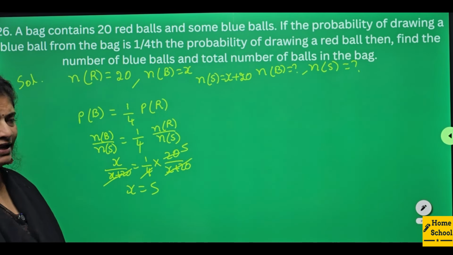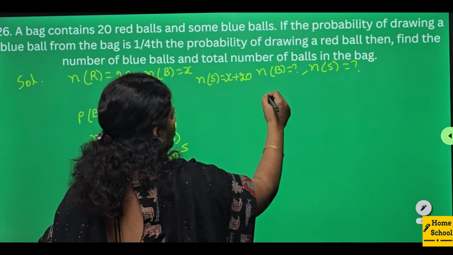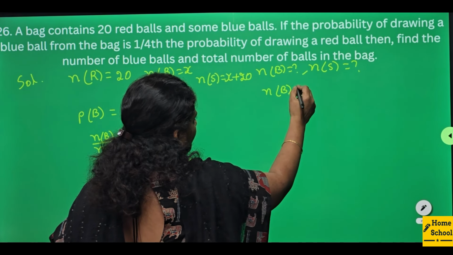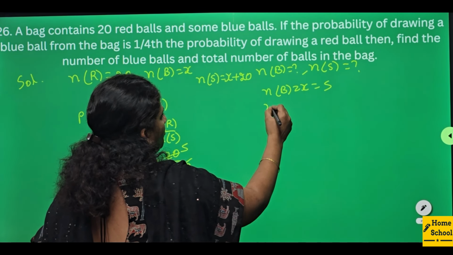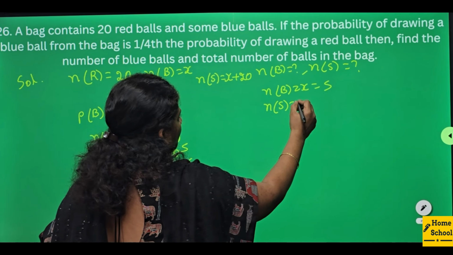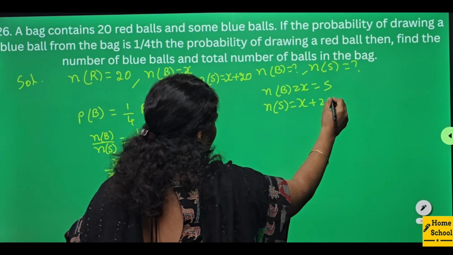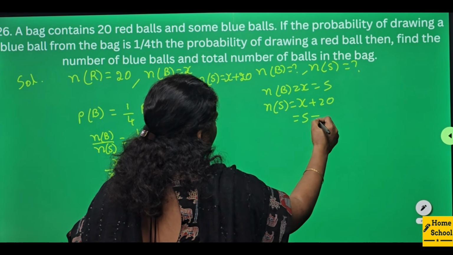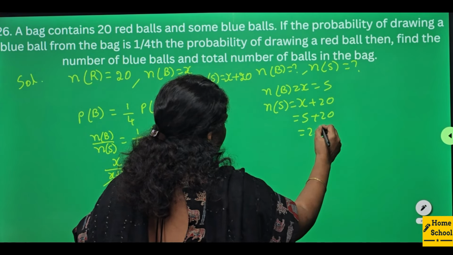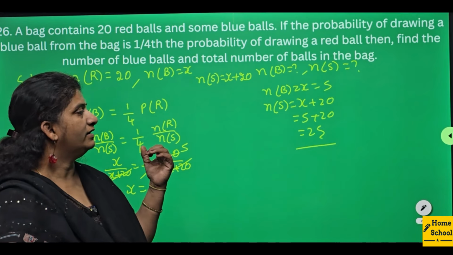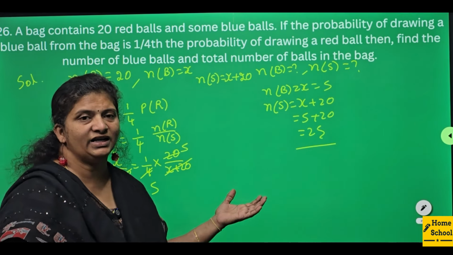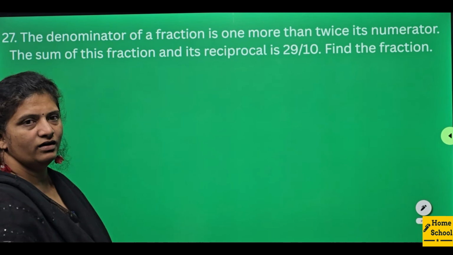What is this X value? Number of blue balls is X, that is 5 balls. What are the total number of balls in a bag? N of S is equal to X plus 20. That is 5 plus 20 is equal to 25 balls. Therefore, there are 5 blue balls and there are total 25 balls in a bag.